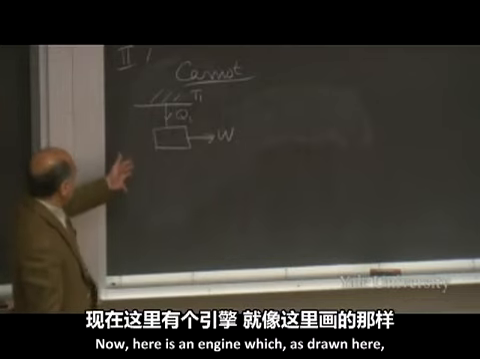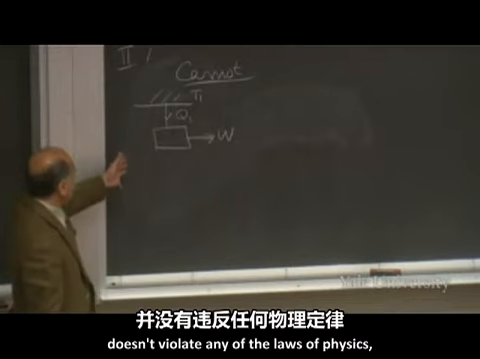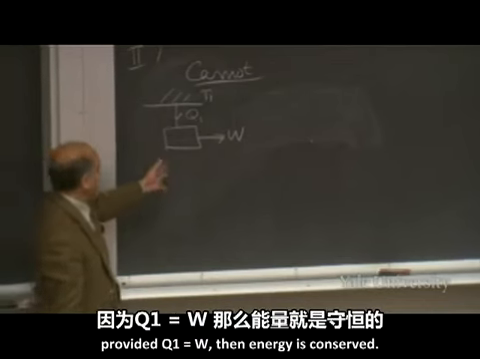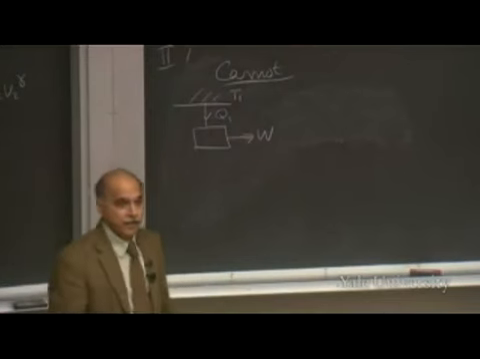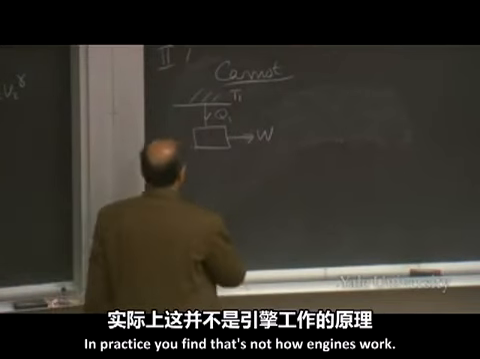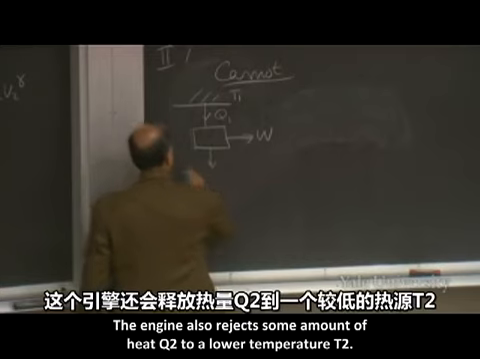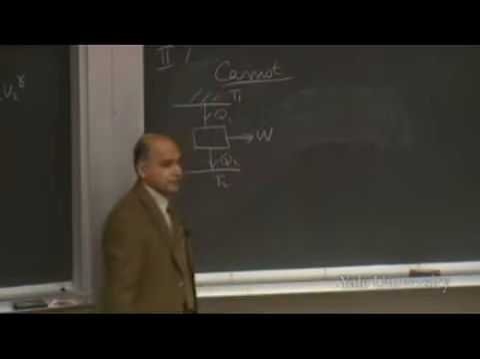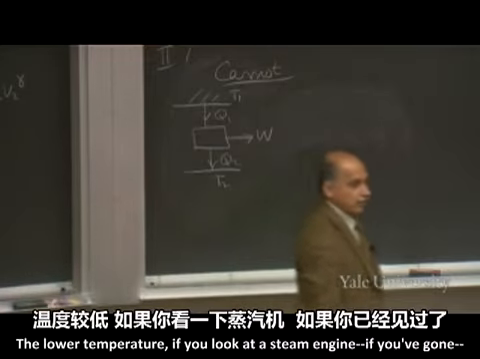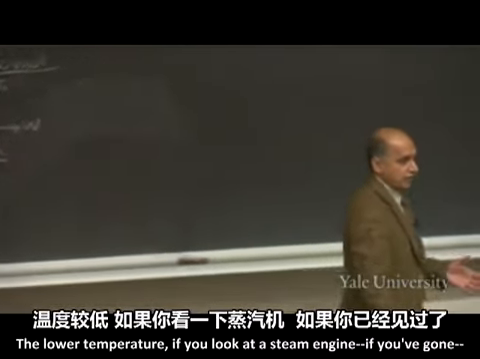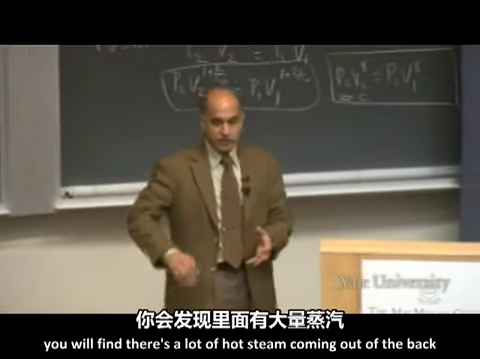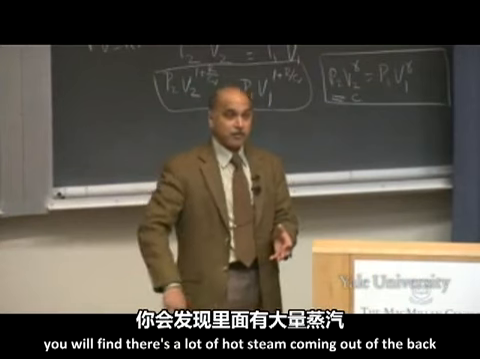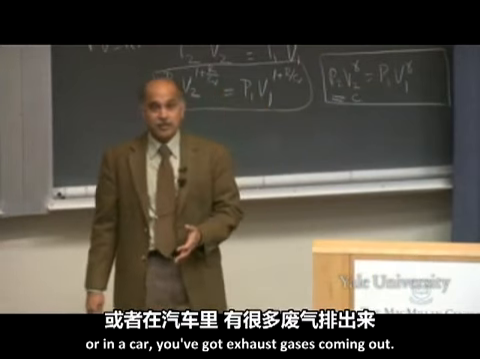Now, here is an engine which, as drawn here, doesn't violate any of the laws of physics, provided Q1 is equal to W, then energy is conserved. In practice, you find that's not how engines work. The engine also rejects some amount of heat Q2 to a lower temperature T2. The lower temperature, if you look at a steam engine, have you guys seen a steam engine? Okay, if you really go see a steam engine, you'll find there's a lot of hot steam coming out of the back. Or in a car, you got exhaust gases coming out.